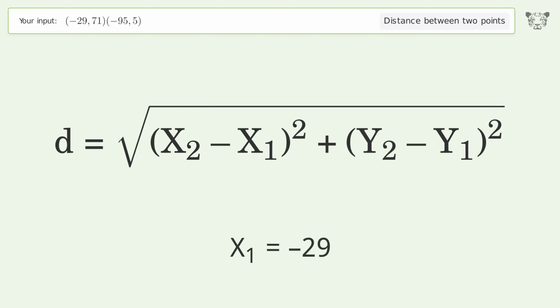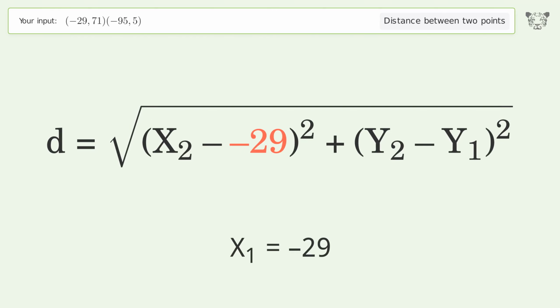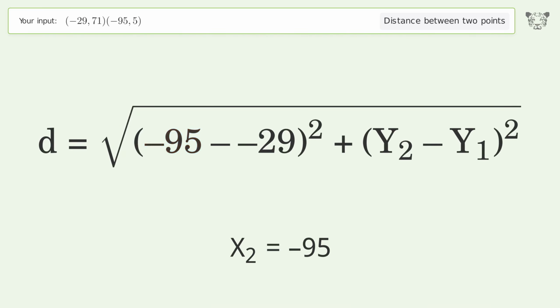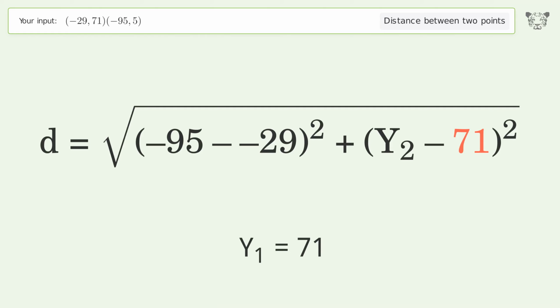x1 equals -29. x2 equals -95. y1 equals 71. y2 equals 5.